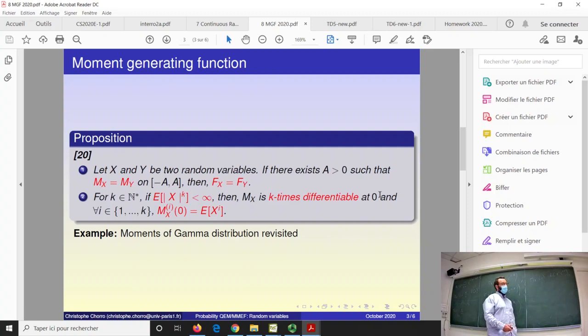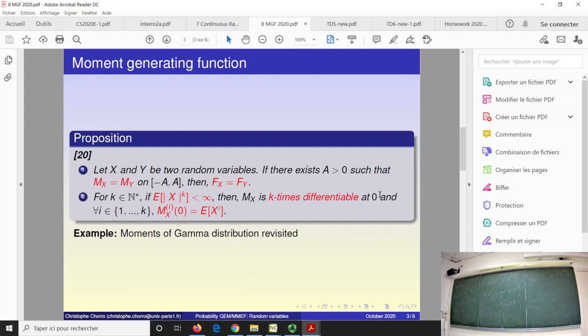It's a computation I have already done, but when I say moments of the gamma distribution revisited, it's just that I have previously computed the moment generating function of a gamma. If you want its expectation, compute the derivative and take the value at 0, and you will obtain, as I have already done, alpha over lambda. If you want the expectation of x squared, compute the second derivative and take the value at t equal to 0. You will obtain the expectation of x squared, that is alpha over lambda squared plus alpha over lambda, and so on.